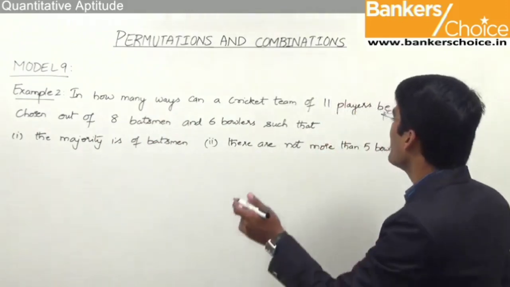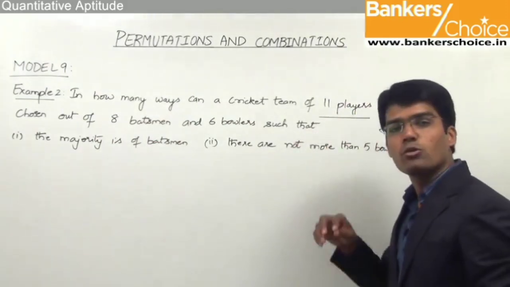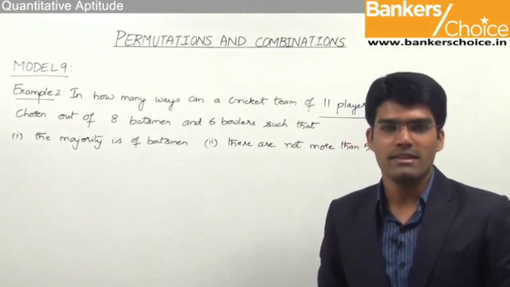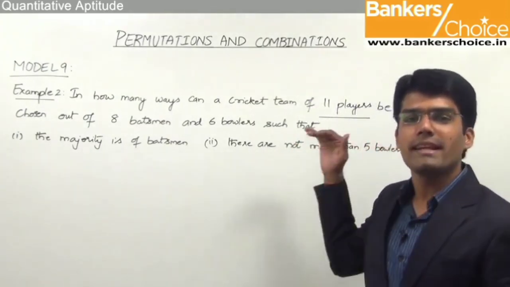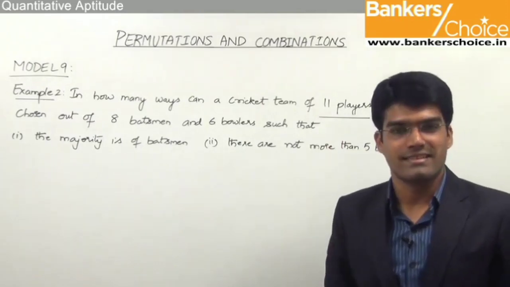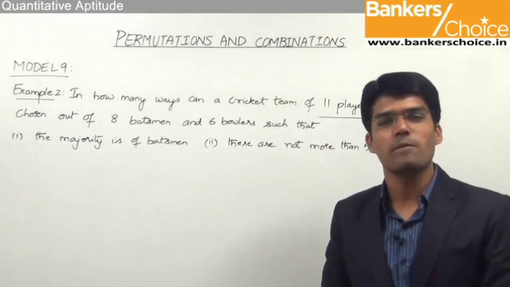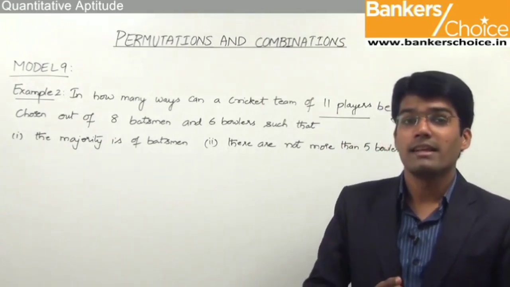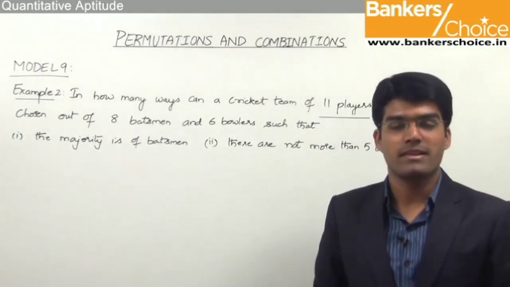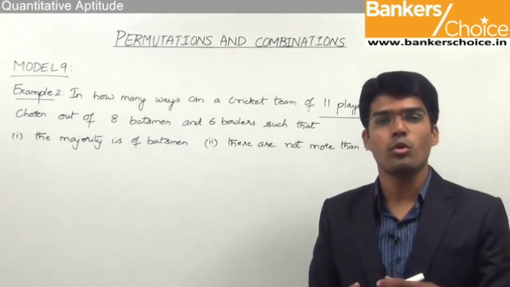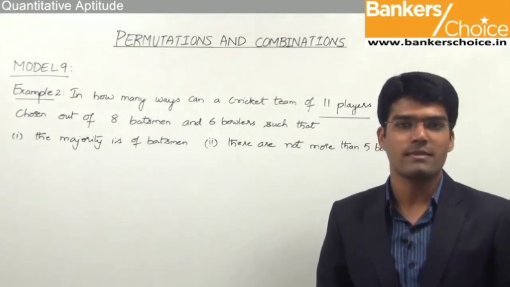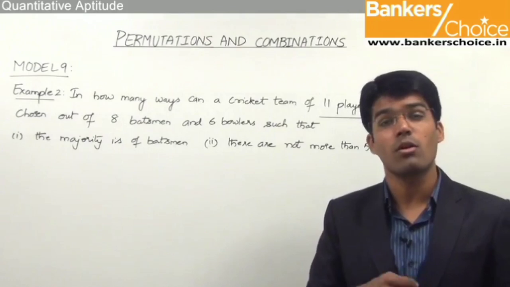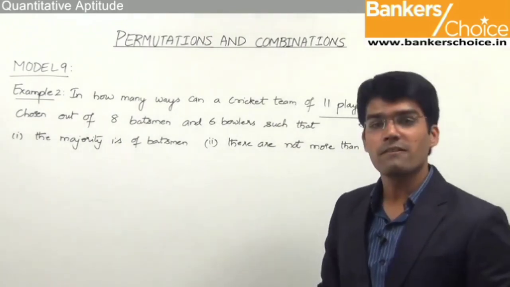Now we know that here we are making a team of 11 players. Out of these 11 players, majority have to be batsmen. That means the minimum majority that we can get out of a team of 11 would be 6. That means if there are 6 batsmen and 5 bowlers, we find that more number of batsmen are there in the team. Likewise, there can be more than 6 batsmen as well. For example, if there are 7 batsmen and 4 bowlers, still the majority is of batsmen. 8 batsmen, 3 bowlers, again majority is of batsmen. So likewise, we need to consider all those cases where the majority is of batsmen.